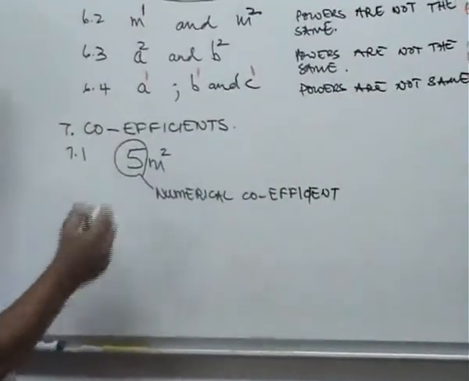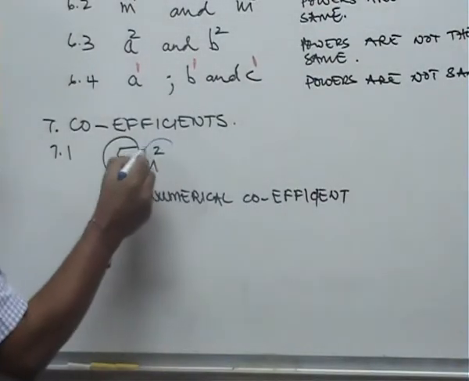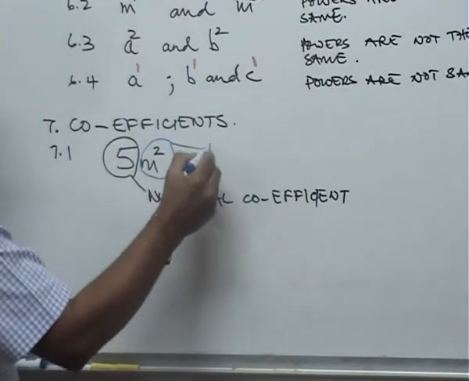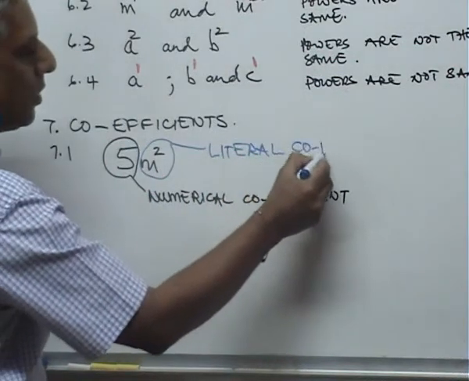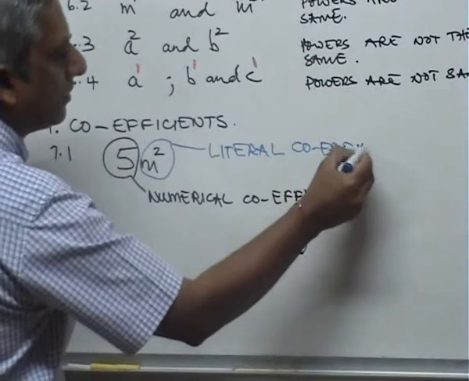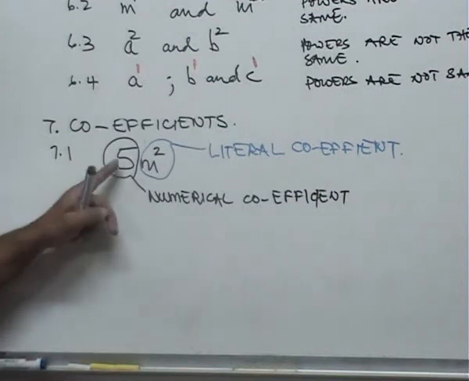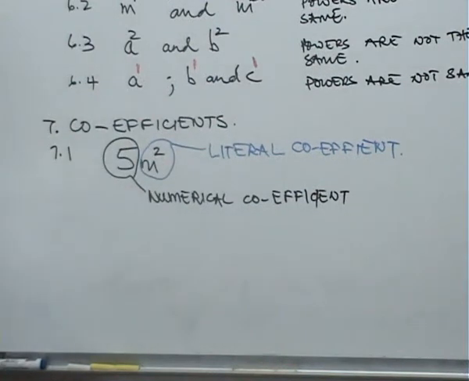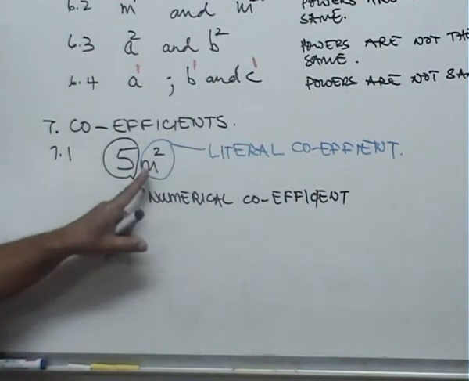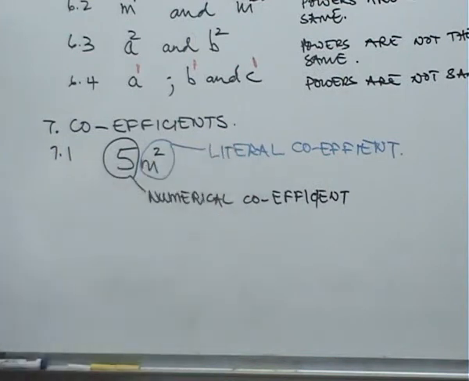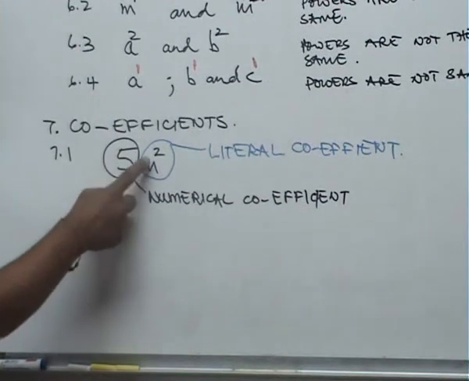Numerical coefficient. And the m squared is called the literal coefficient. So, to put it simply, in this term here, there are two parts. The number, and the number is called the numerical coefficient, and the power is called the literal coefficient. But most of the time, we're going to be talking about number and power.